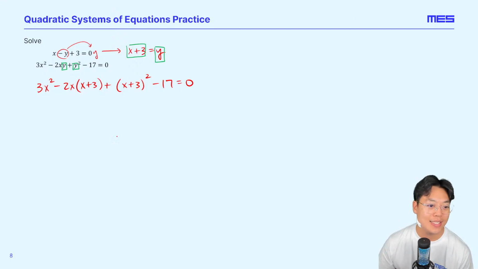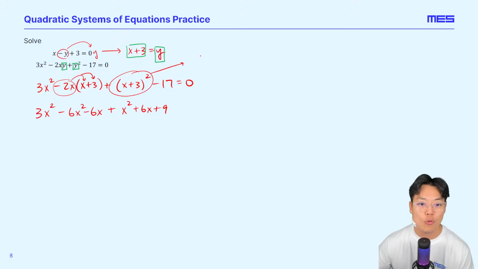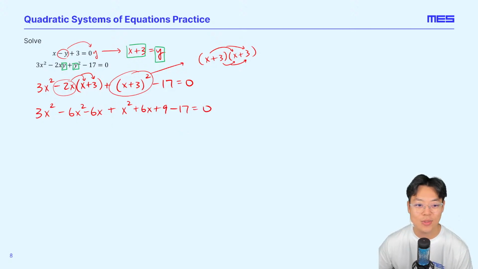And now let's distribute and expand. 3x squared minus 6x squared minus 6x. Again, this entire negative 2x needs to be distributed to both terms within the parentheses. X plus 3 squared, I know, is x squared plus 6x plus 9. If you want to do this on the side, rewrite it as x plus 3 times x plus 3, and make sure you are distributing all terms. Okay, all terms. Minus 17 is equal to 0.